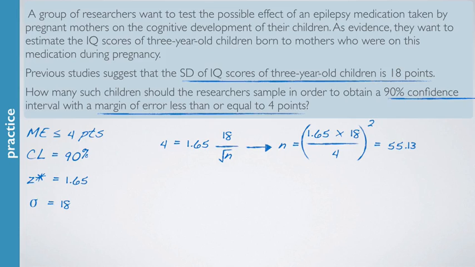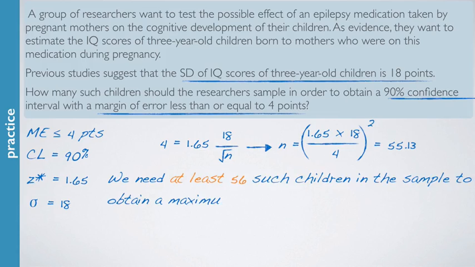However, since we can't really have 0.13 of a person, we're going to need to round this number. Mathematically, this number should round down to 55. However, if we're saying that 55.13 is the minimum required sample size, it really doesn't make sense to go any lower than that. So even though mathematically this number would be rounded to 55, in calculations of minimum required sample size, regardless of the value of the decimal, we always want to round up. Therefore, we need at least 56 such children in the sample to obtain a maximum margin of error of 4 points.